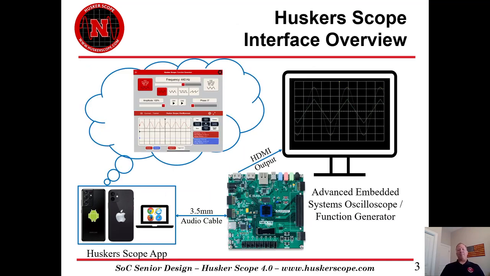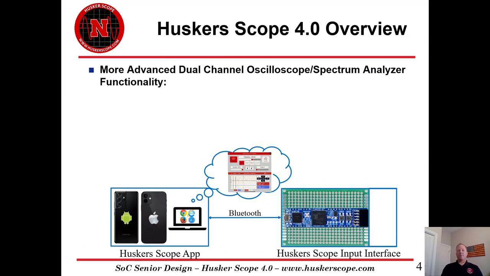The Husker Scope app primarily interfaces with other devices and test equipment through a 3.5 millimeter audio jack cable and is limited to the audio frequencies and low voltage applications, like what I use in my Advanced Embedded Systems course. This year for Husker Scope, we are developing a more advanced dual channel oscope and spectrum analyzer functionality.